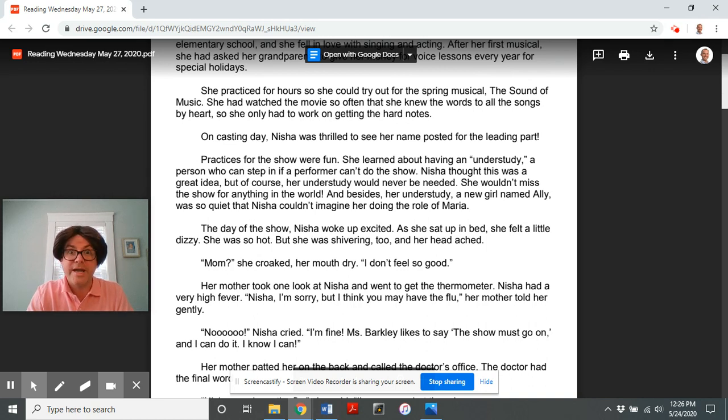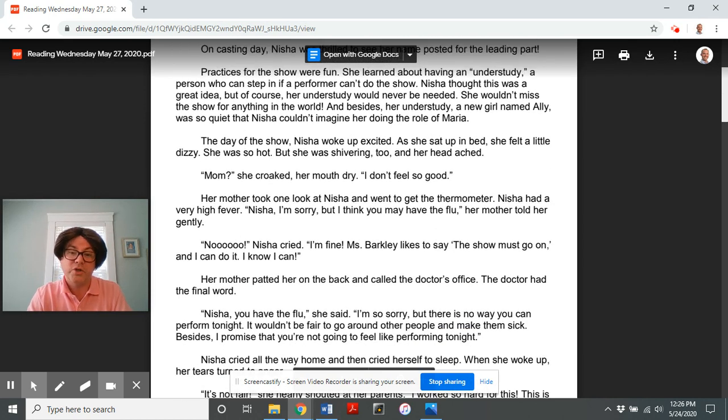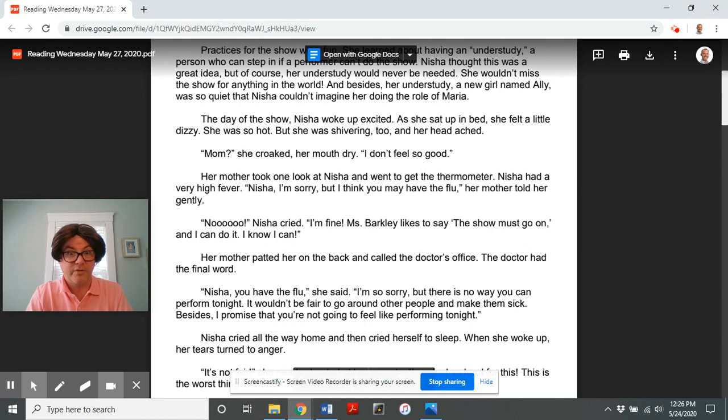Nisha had a very high fever. "Nisha, I'm sorry, but I think you may have the flu," her mother told her gently. "No," Nisha cried. "I'm fine. Miss Barkley likes to say the show must go on, and I can do it. I know I can." Mother patted her on the back and called the doctor's office.